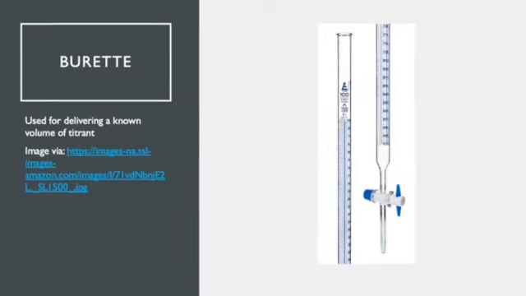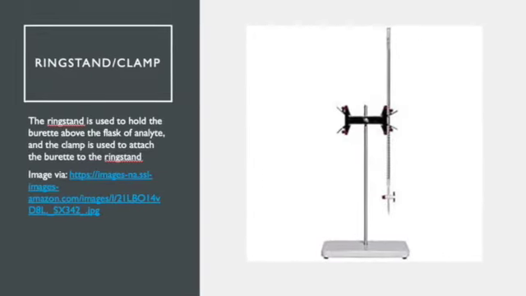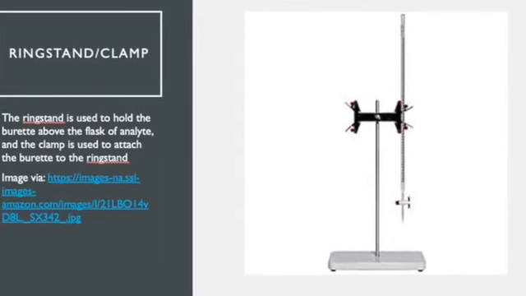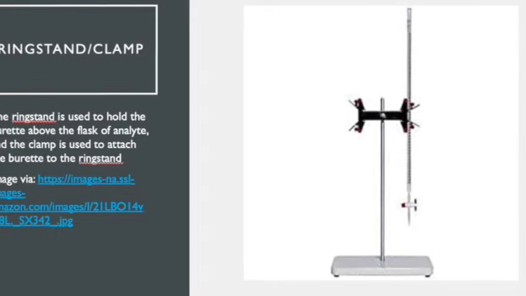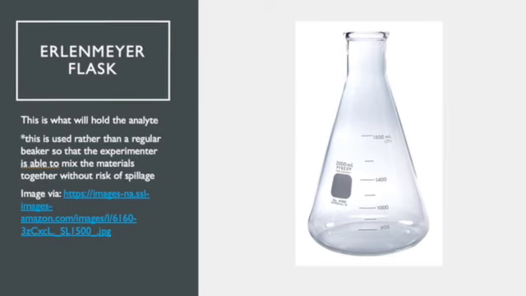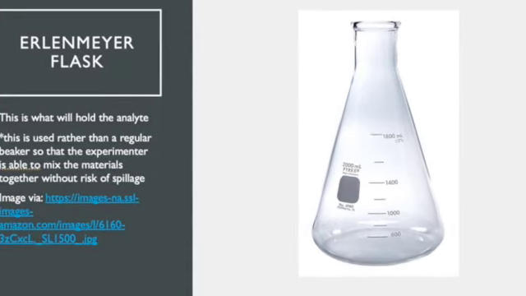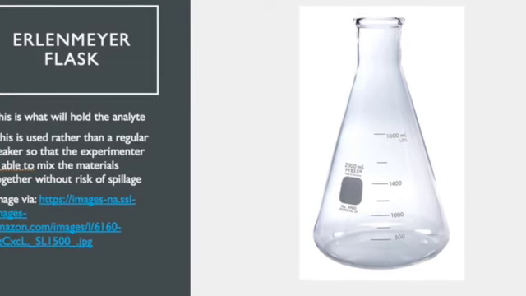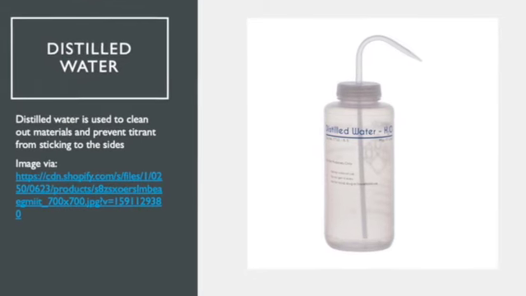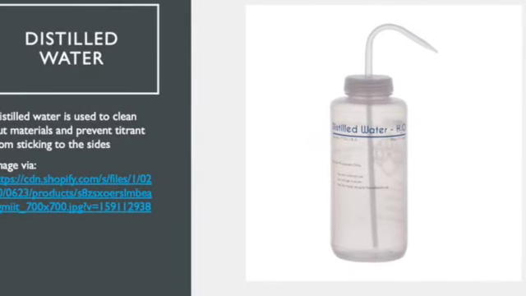The burette is used to measure out and deliver a known volume of titrant. The ring stand is used to hold the burette above the flask of analyte, and the clamp is used to attach the burette to the ring stand. The Erlenmeyer flask is what will hold the analyte. This is used rather than a regular beaker so that the experimenter is able to mix the materials together without the risk of spillage. We also have distilled water, which is used to clean out materials and prevent titrant from sticking to the sides of the burette.